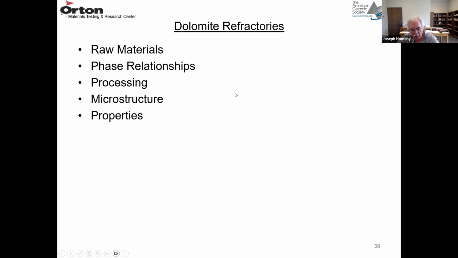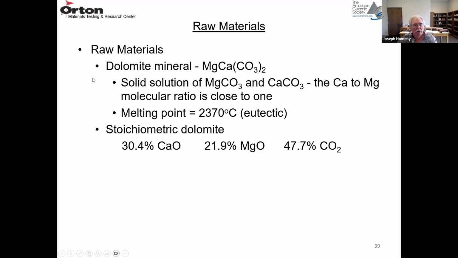So that was a section on MgO refractories, very important refractory material. I have a shorter section on dolomite, and we'll go over the raw materials, phase diagram, how these materials are made, what their microstructure looks like, and a few properties.